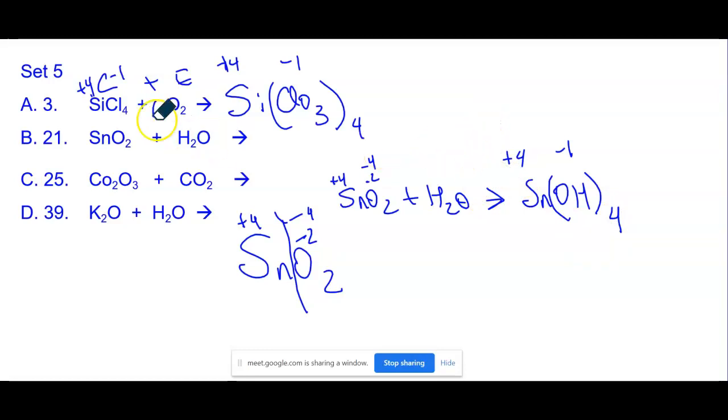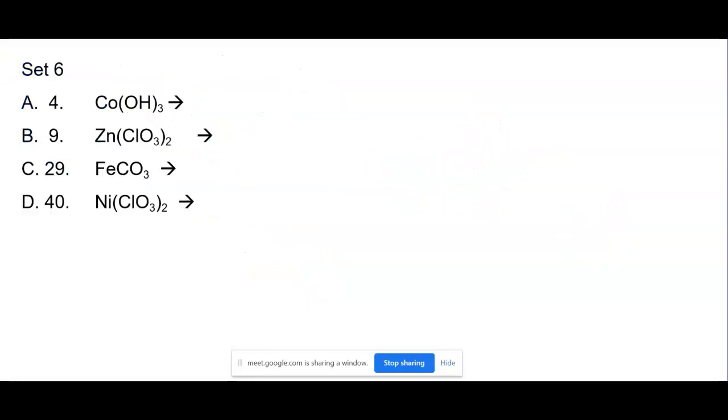Okay, so let's go to set 6. All right, so set 6 has to be a decomp, right? But it's not just 2 elements, so it has to be one of those special decomps like I have on the paper there. So do you see that? This first one is the second decomp on our list, X with an OH.